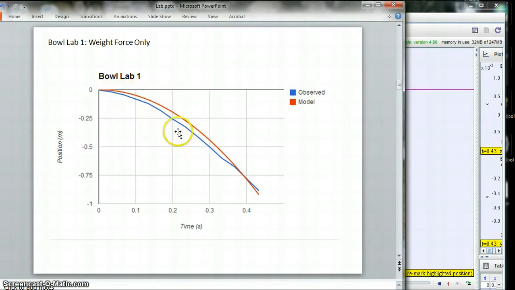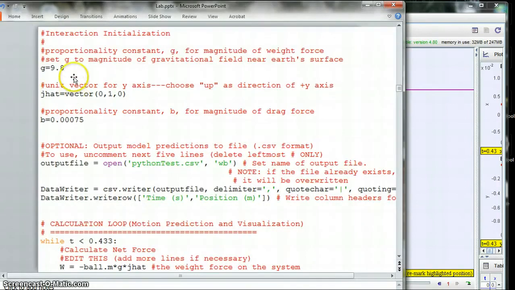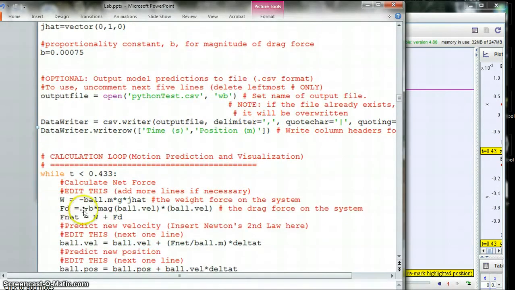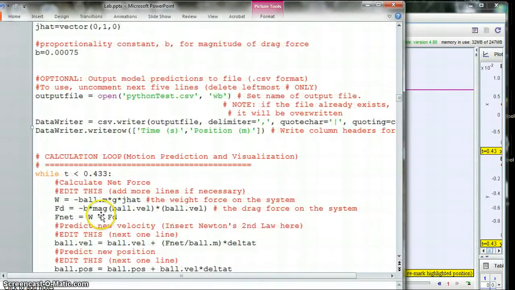This was my model, and this was my observation, which didn't match up well. So I went ahead and did the next observation to see what I could find. My next model was to add in the drag force, which you can see we still have the gravity force. We added in the B drag force constant, which I found to be for this model 0.00075. And here you can see the code, which is the constant times the velocity squared, and then the F net is equal to the weight force plus the drag force.